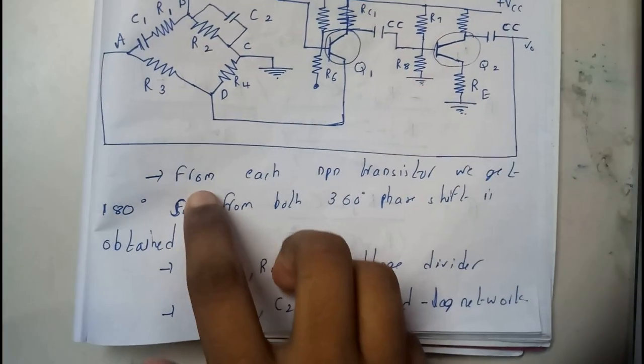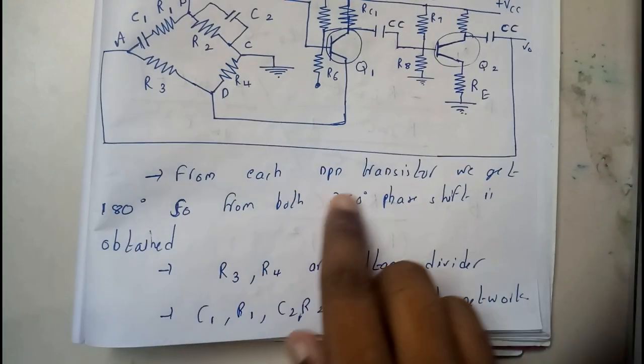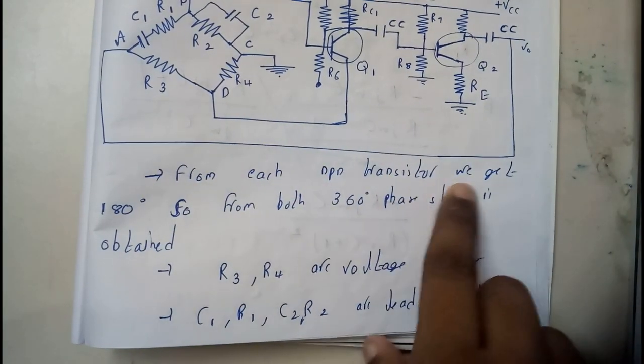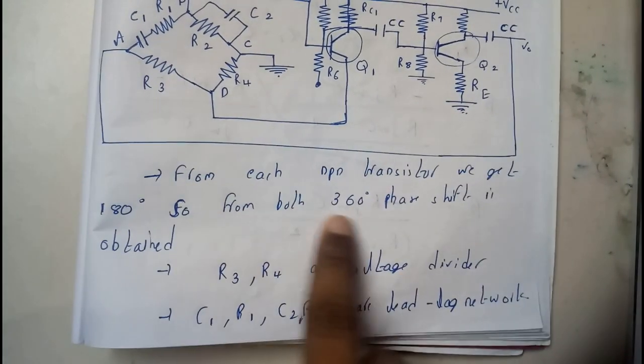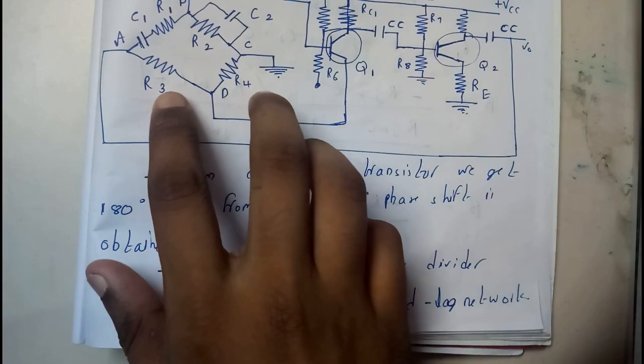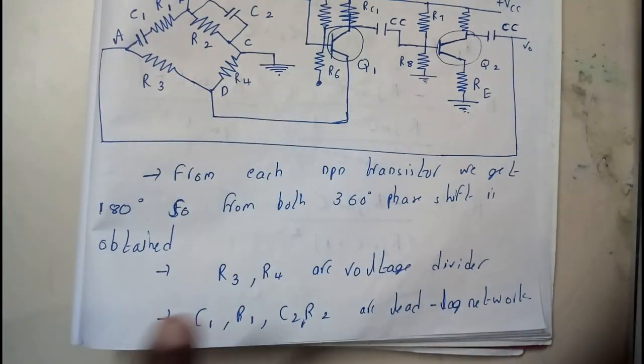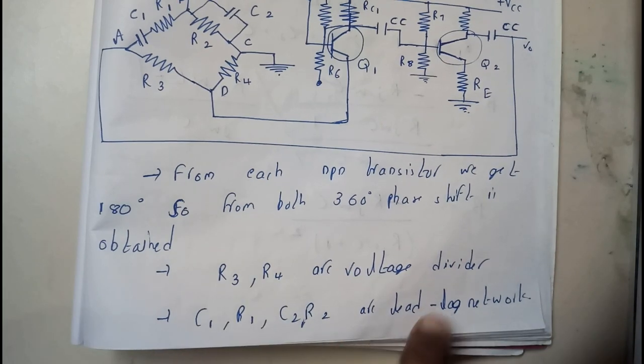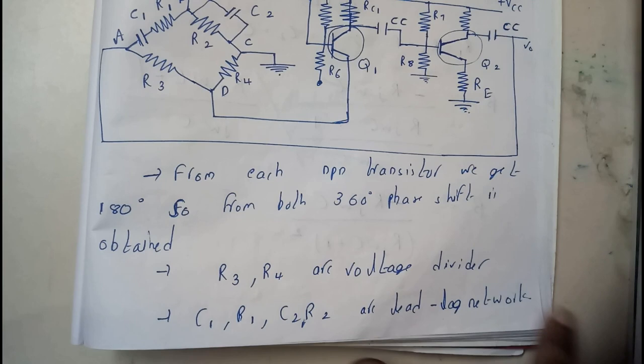We only have 2 or 3 points, I think only 2. These are really few points for this topic. From each NPN transistor, we get 180 degrees, so from both, a 360 degree phase shift is obtained. R3 and R4 are voltage dividers. And C1, R1, C2, R2 are the lead lag network. This is the most important network in this diagram.